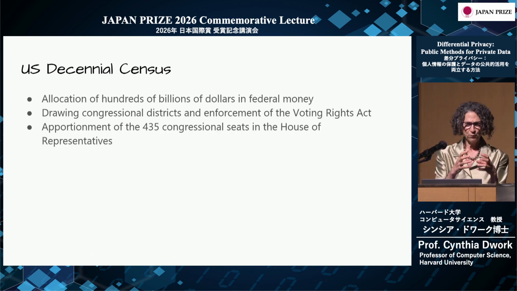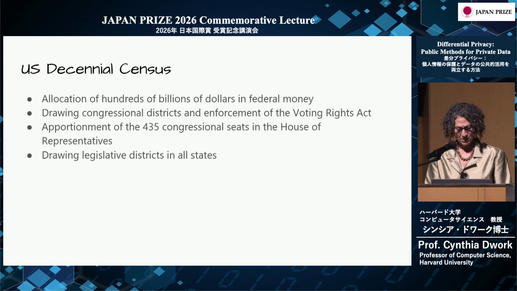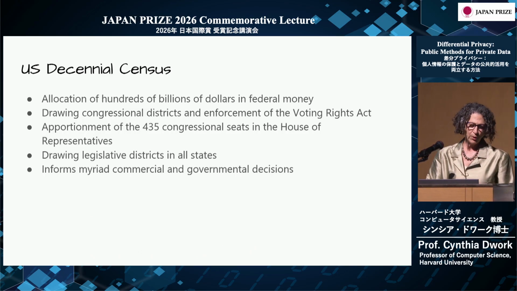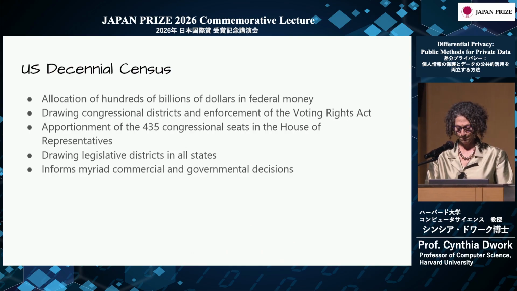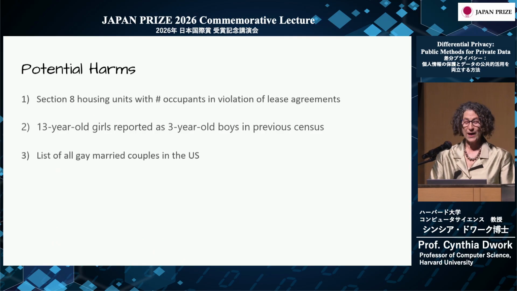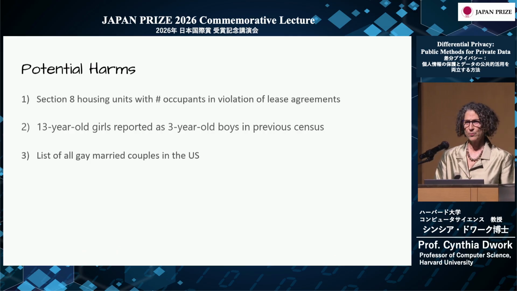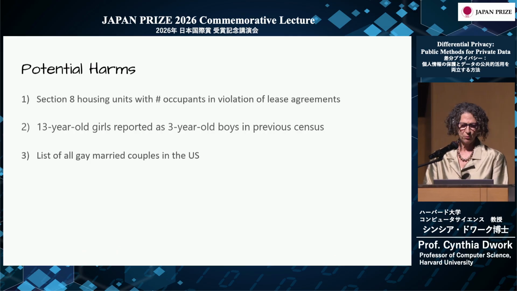So how many representatives are allocated to each of the different states? The drawing of legislative districts in all states, and it informs myriad commercial and government decisions. So what kind of harms could happen if census data are not properly protected, if their confidentiality is not properly protected?